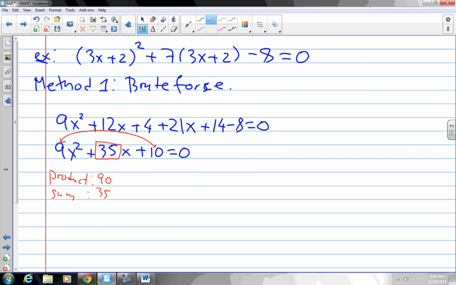Does that even work? It should work. This problem is kind of nice. Did I make a mistake? I could have made a mistake. Oh yeah, that's 33. 12 plus 21 is 33, not 35.